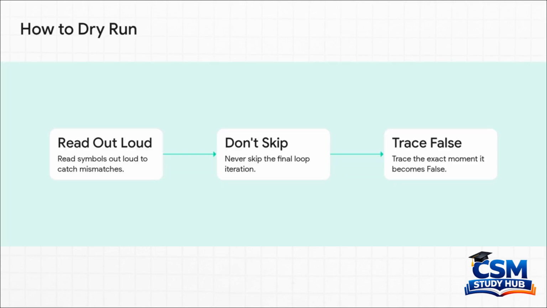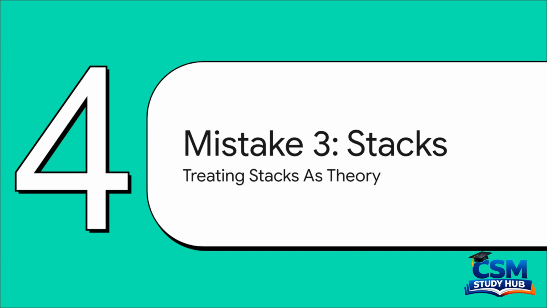So how do we fix it? First, read your symbols out loud. Seriously, literally say the words less than or equal to out loud. Hearing it breaks the illusion and catches the typo. Second, never ever skip that final loop iteration. That last cycle is where off-by-one errors live. You have to manually dry run that final check and trace the exact moment the condition becomes false without skipping a single step. Okay, moving on to mistake 3, treating stacks as theory.